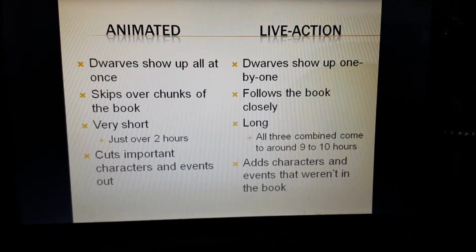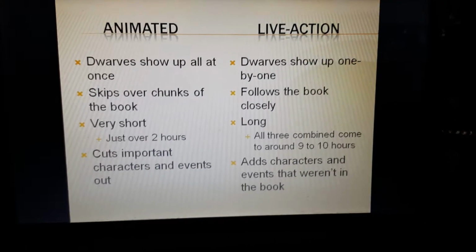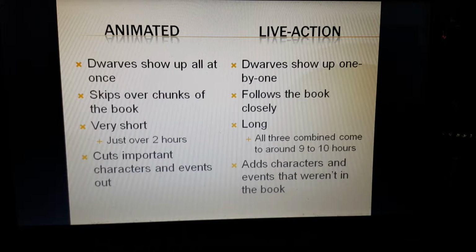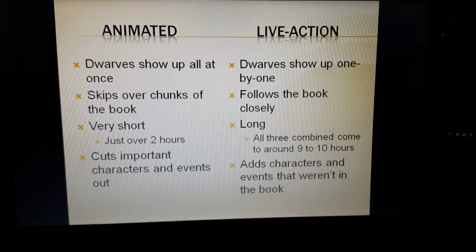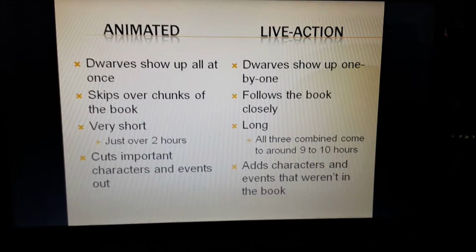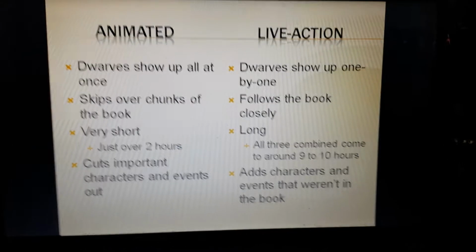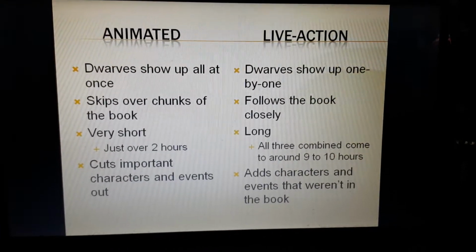Now, obviously, one of the main reasons that the animated movie skips over chunks of the book is that the animated movie was made more for kids, and they had to cut out the more inappropriate things for kids, like the more bloody things, and they had to kind of compact it down a bit.